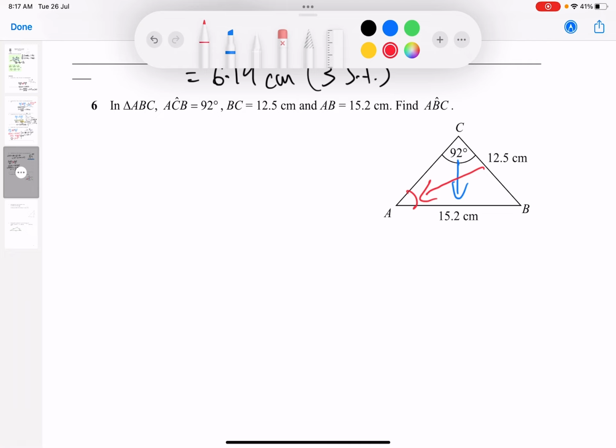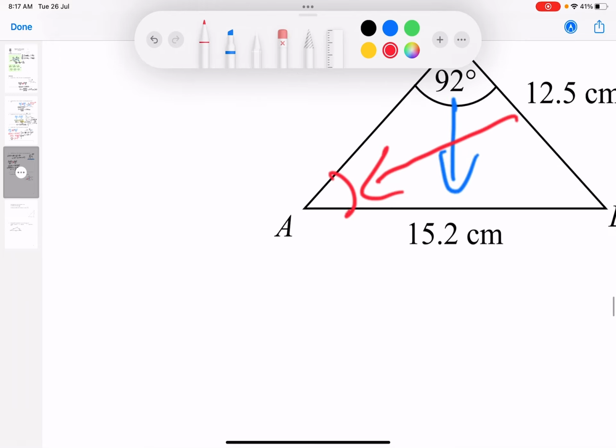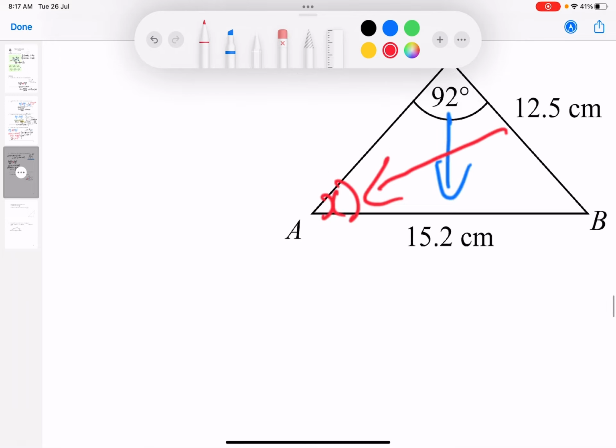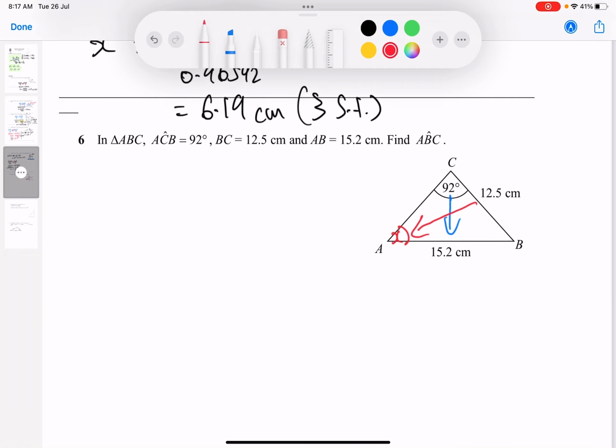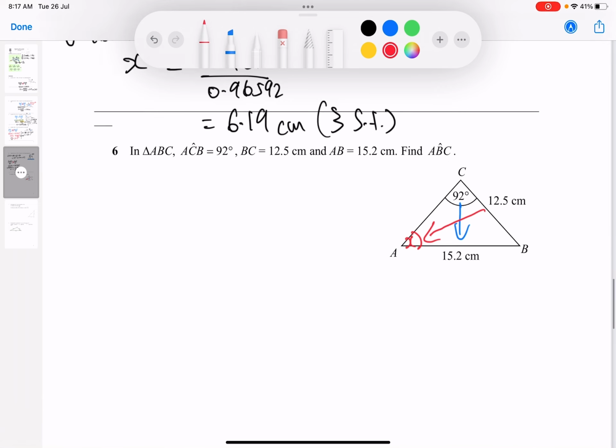And to make our life easier, let's call this mystery angle x. So how would I do this? Can you try by yourself first? Can you write out the relationship? I'll help you with the first one.